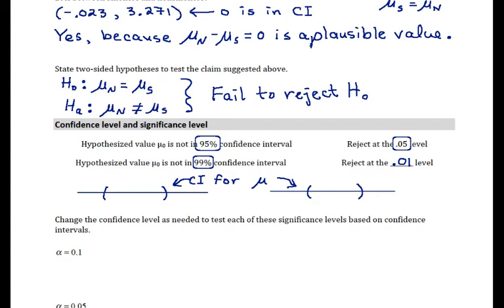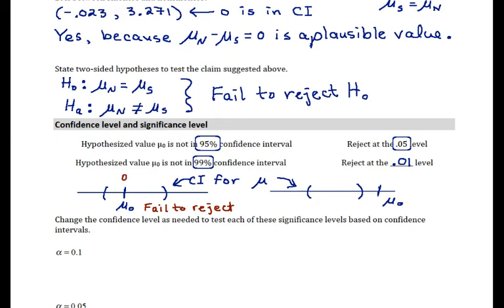And that in this first case, my null parameter mu naught is somewhere in the interval. And in this second case, suppose that my null parameter mu naught is outside the interval. If my null hypothesis is that mu is equal to mu naught, this first picture shows that mu naught is a plausible value, which means that the null hypothesis is plausible. So this would be fail to reject.